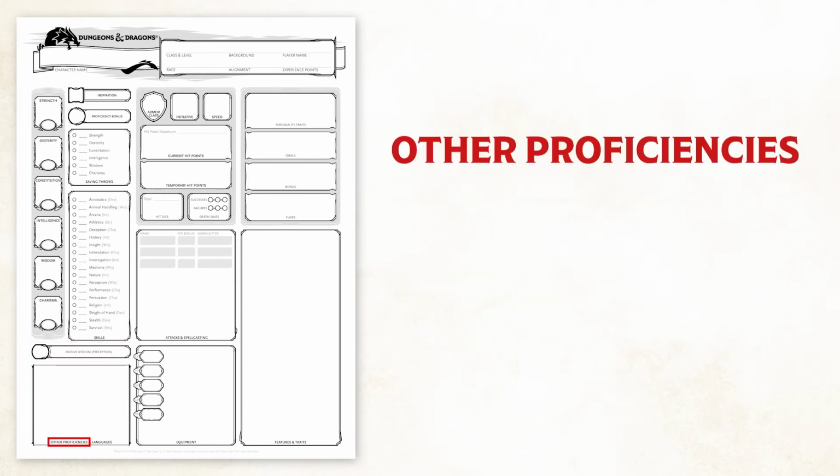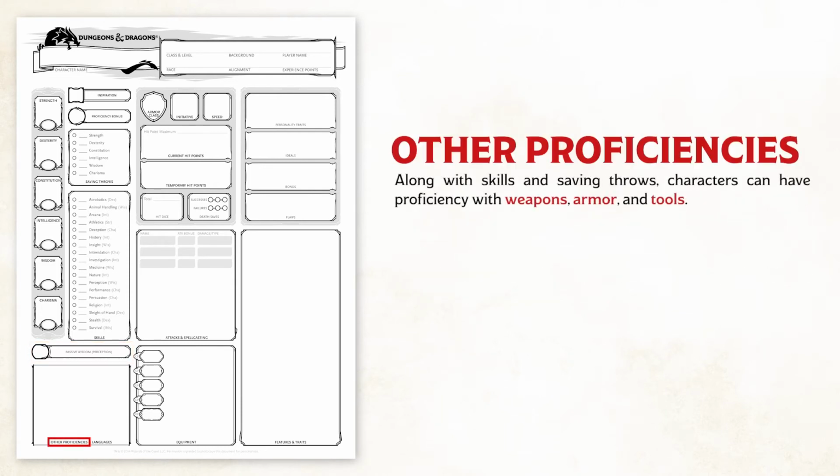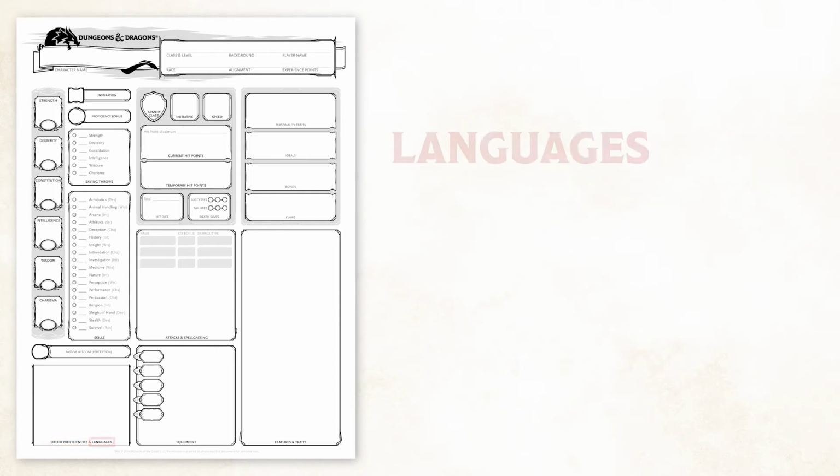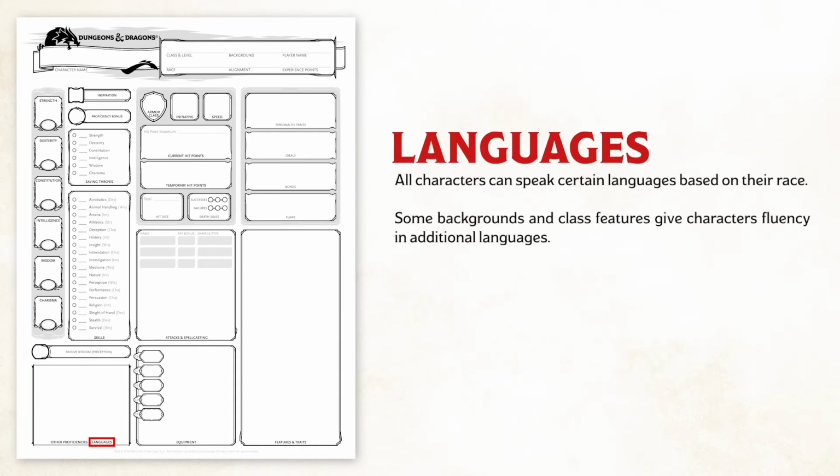Other proficiencies. Along with skills and saving throws, characters can have proficiency with weapons, armor, and tools. Languages. All characters can speak certain languages based on their race. Some backgrounds and class features give characters fluency in additional languages.